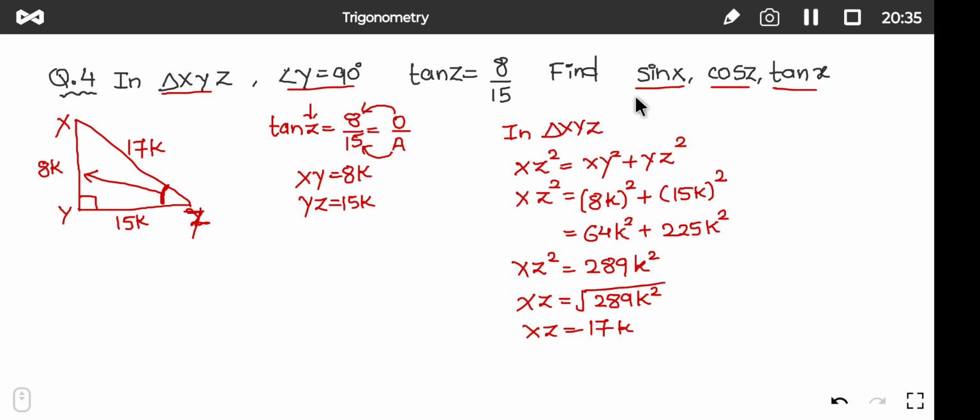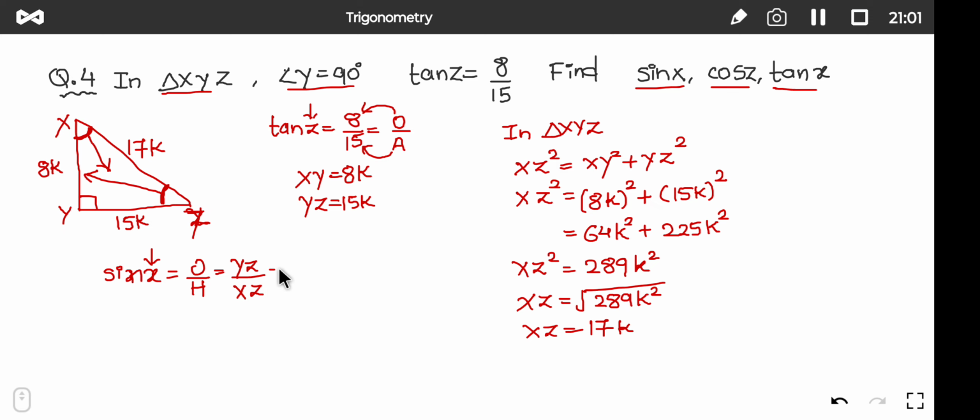Okay, so let's find out the first thing, that is sine x. Sine is nothing but opposite upon hypotenuse, and the angle is x. So x angle is here in the triangle. So opposite side of angle x is nothing but yz, upon hypotenuse, which is xz. So yz is 15k upon xz is 17k. So k and k will get cancelled, so answer is 15 by 17.